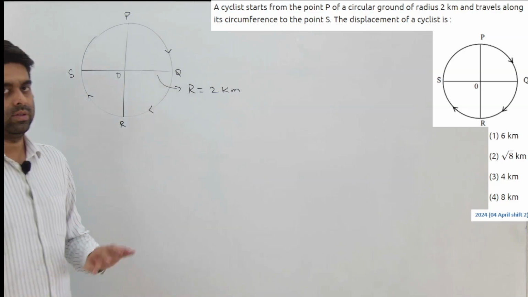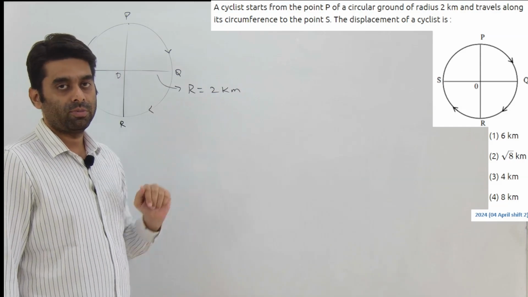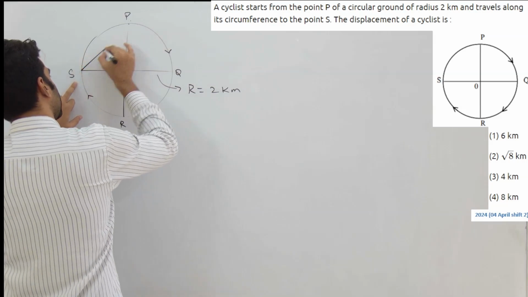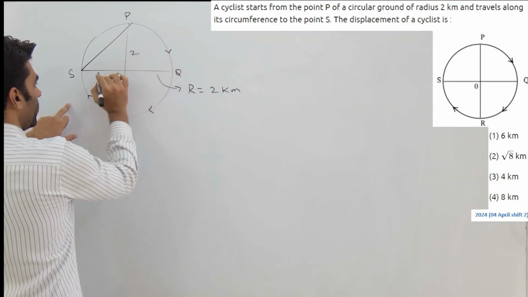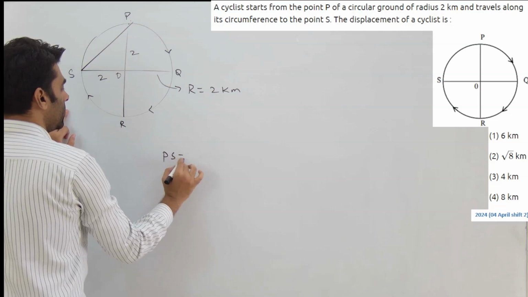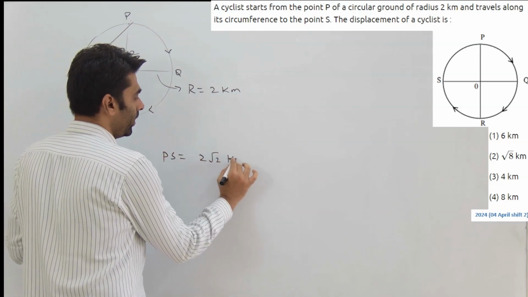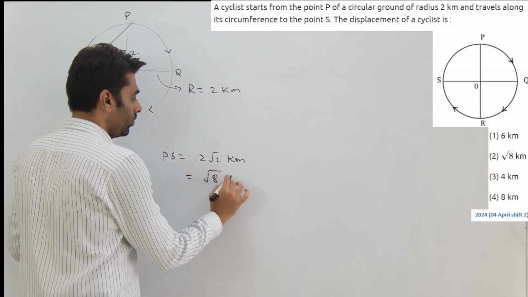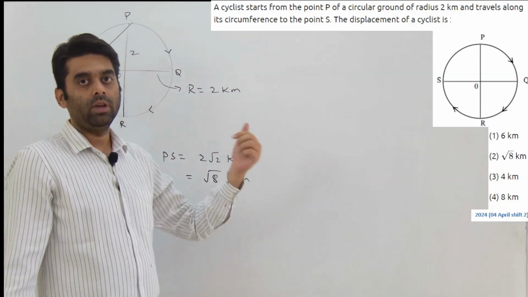How to do this? It's a simple question. Displacement is basically the shortest distance between initial and final point. This is your initial point, this is your final point. Let us join them. This radius is 2 km, this is also 2 km. So this PS distance by Pythagoras we can directly say will be 2 root 2 km, right? And 2 root 2 can be written as root 8 kilometers. So our answer will be root 8.